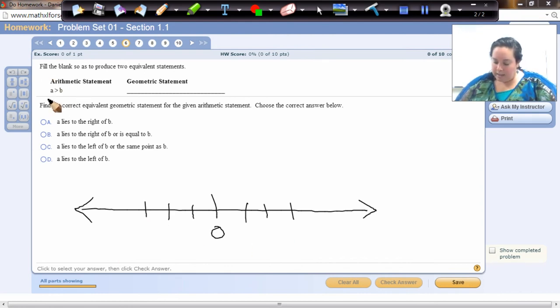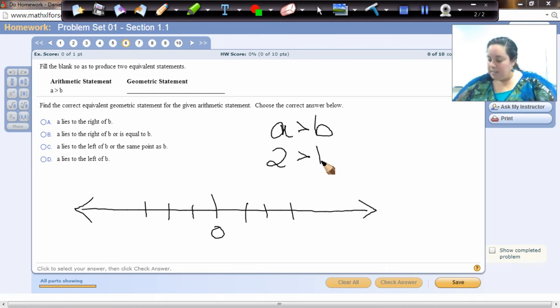If we say that A is greater than B, if you're not sure, pick real numbers. Pick numbers you can understand. Instead of A is greater than B, let's say 2 is greater than 1. What does this mean visually on a number line? It means that 2 is to the right of 1. So that means that A is to the right of B. So you can look at these options. A lies to the right of B. That's the right one.